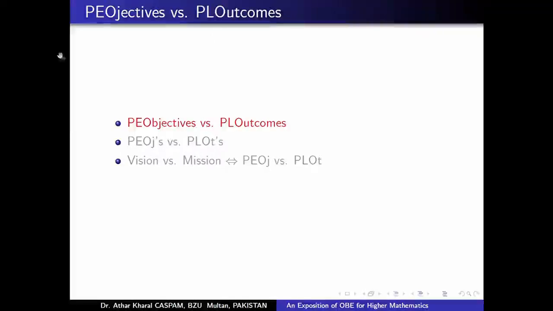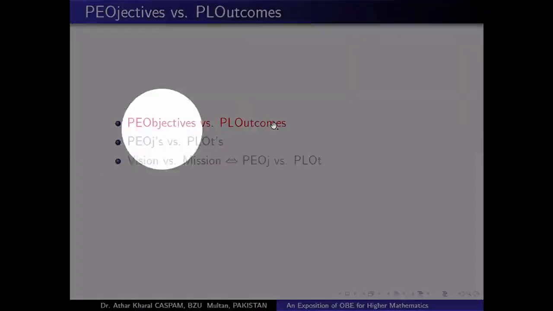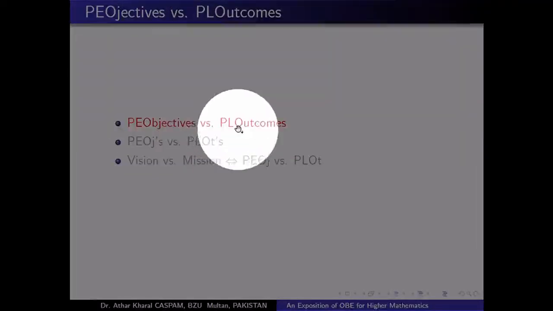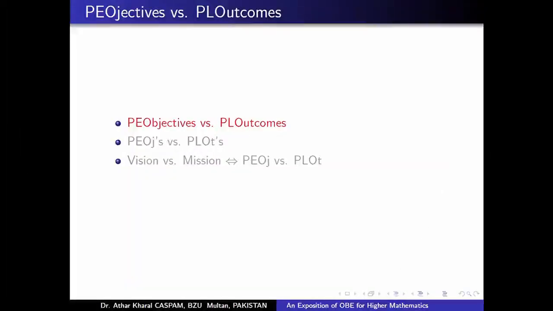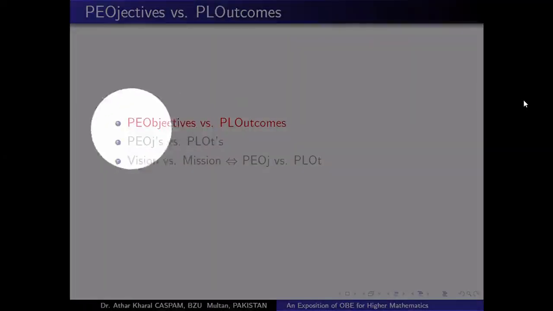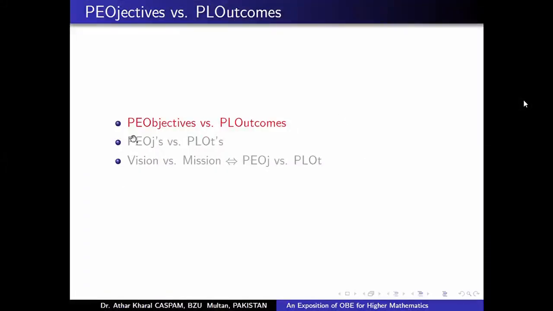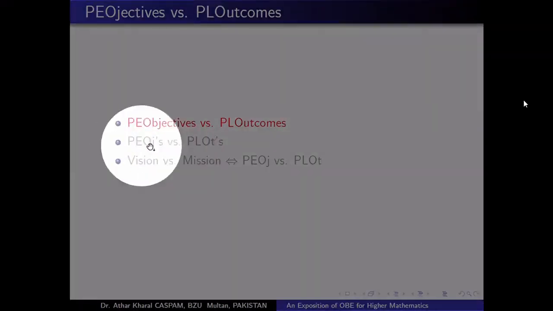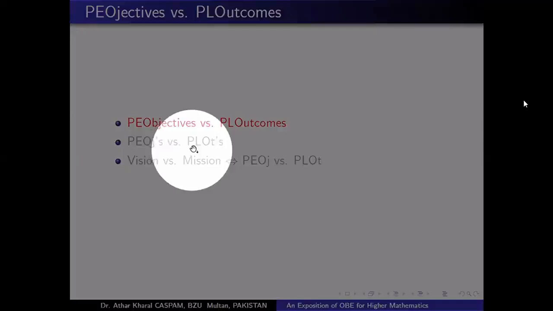For more clarity, I have introduced this strange looking word, PEO objectives, because it is my observation of almost the last 1 decade in which I have been involved with this OBE, that people are mixing and confusing these. This will remind us all the time that we are discussing the objectives or the outcomes. Another shorthand can be this one: PEOs, objectives, and PLOs, program learning outcomes. So this O and J, they are vital for me at least.